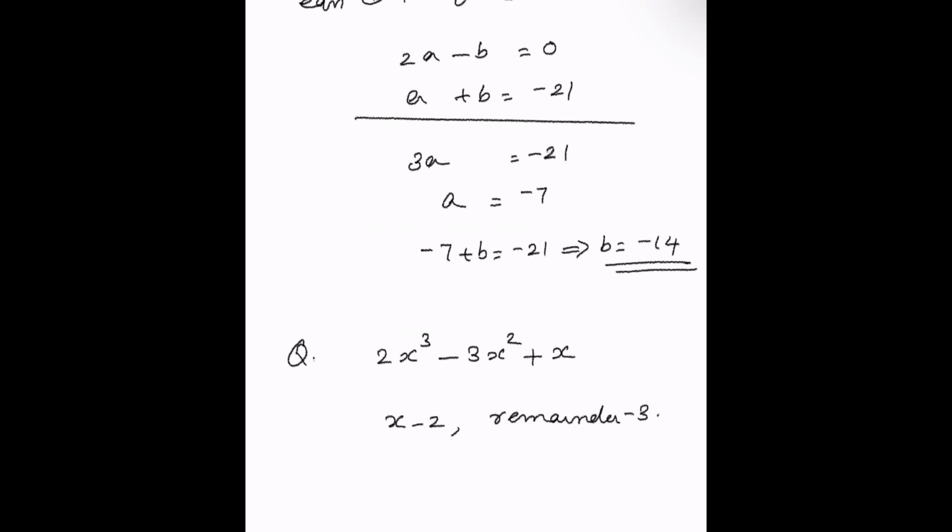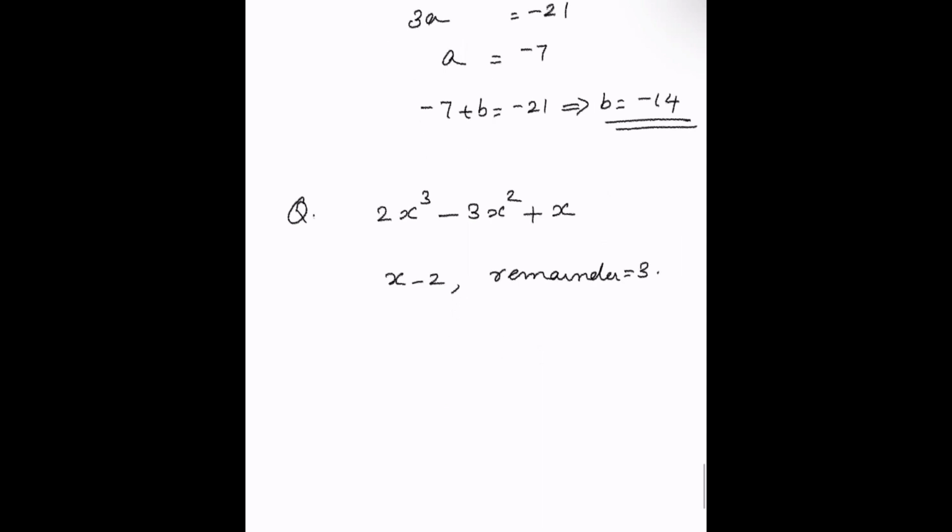So the thing is, I have a polynomial, and I'm going to divide it by x minus 2. But when I divide some polynomial, I might not get remainder 3. I need to add some number to this polynomial. Only if I add some number will I get that remainder. So what will be that number? Here, what I need to write is 2x cube minus 3x square plus x plus k. This is going to be my new polynomial.